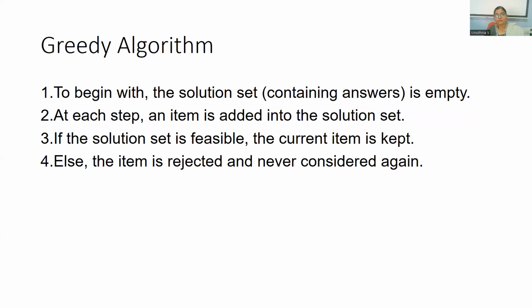So how does the greedy algorithm work? The greedy algorithm always begins with the solution set. The solution set, at the end of the algorithm, contains answers or solutions. Initially, the solution set is empty. Then at each step, an item is added to the solution set. If the solution set is feasible, then the current item we are considering will be added into the solution set. Otherwise, the item will be rejected and it will not be considered again.